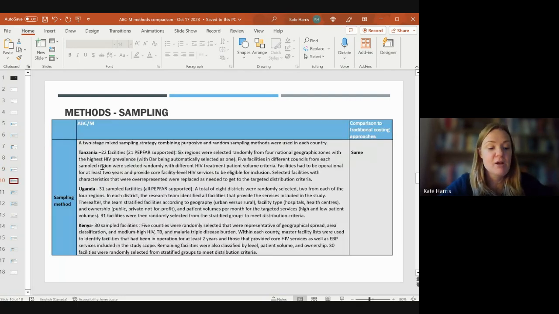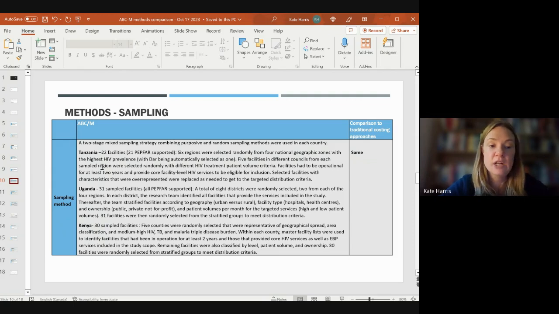Sampling method. So how is it that within a costing study, you don't cost every health facility in each country? You have to pick which ones are going to be included in the study. And this is done in the same ways as most costing studies, in that there's a combination of purposeful and random sampling methods used. So far, we have data in ABCM from Tanzania, Uganda, and Kenya. And notably, the Tanzania and Uganda sites were included for HIV, whereas Kenya was both HIV and primary healthcare.